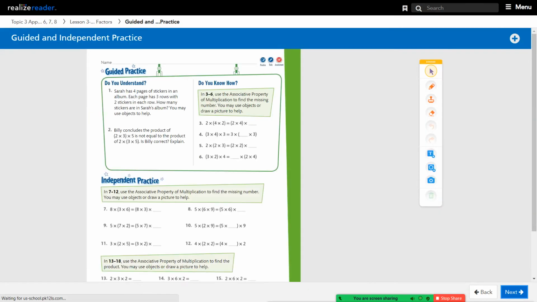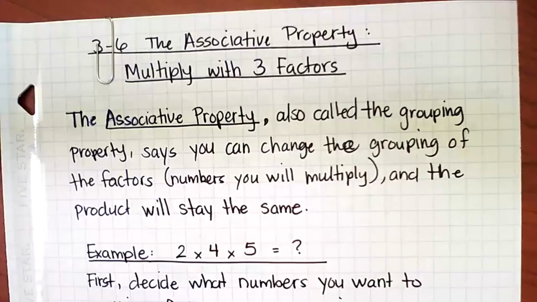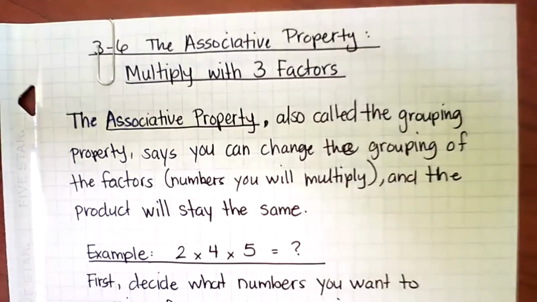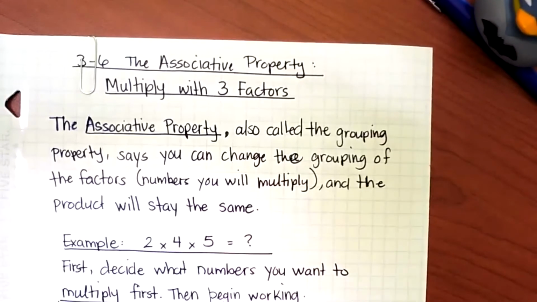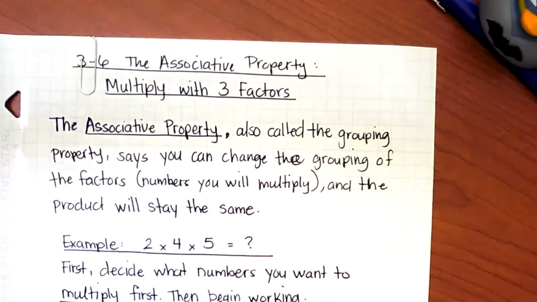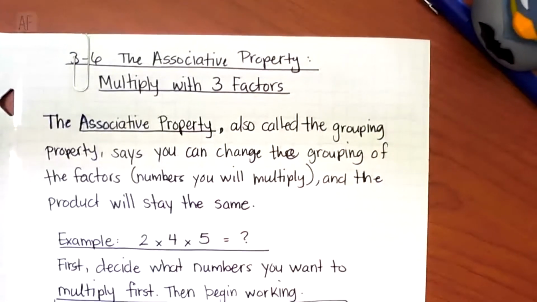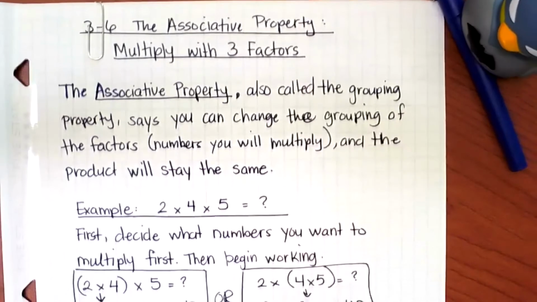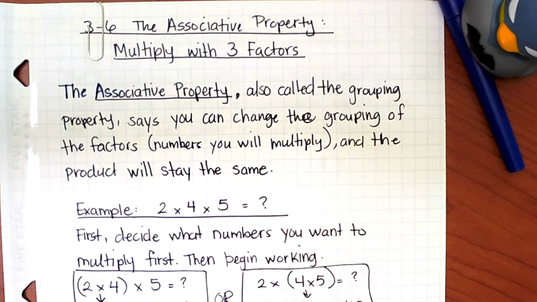Now, before we get into our guided practice, we are going to stop and take a look at some of our notes for this lesson. All right. Now, our notes for this lesson, for lesson 3-6. We are going to begin our notes on the associative property or the grouping property of multiplication. Now, the associative property says that you can change the grouping of the factors. Remember, the factors are the numbers that you're going to multiply, and your product will stay exactly the same.